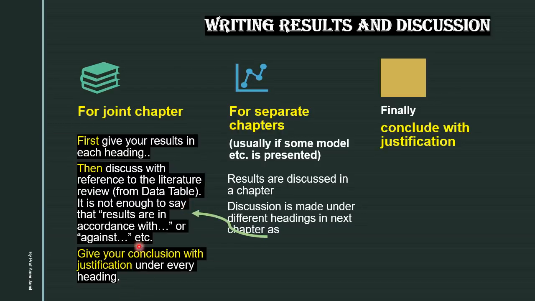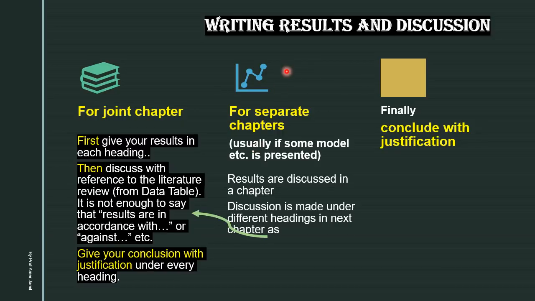You should give your conclusion with justification under every heading. So, meaning you first give your results, then discuss with reference to the literature, and then give your final conclusion or justification, what you are saying or what results you have gotten under each heading.